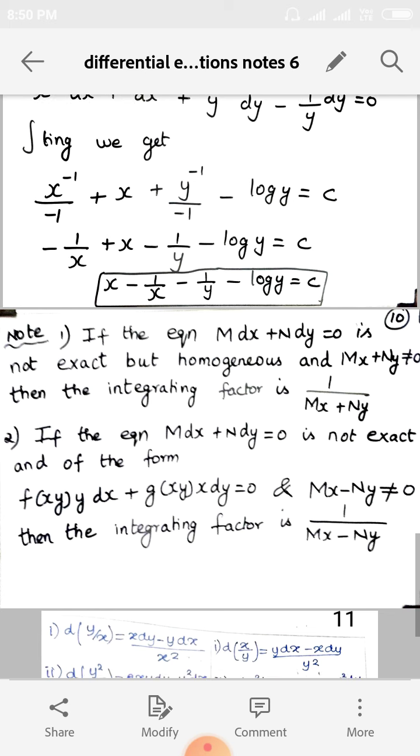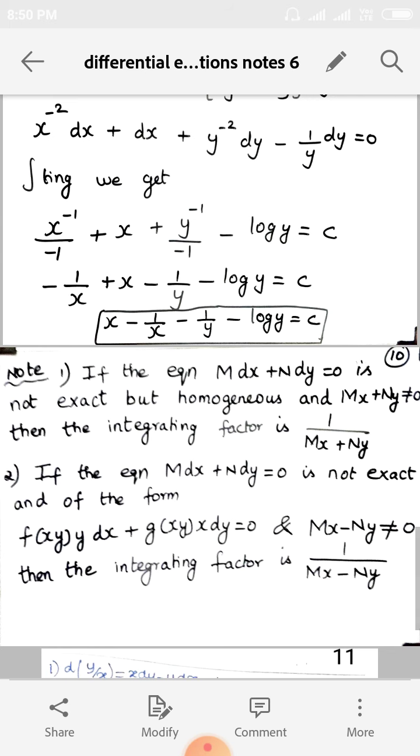Now see the notes. The first note: if the equation m dx plus n dy is equal to 0 is not exact, suppose the equation is not exact but it is homogeneous, and mx plus ny is not equal to 0. These are the conditions. First condition: m dx plus n dy is not exact but homogeneous, and mx plus ny is not equal to 0, means the integrating factor is 1 by mx plus ny.